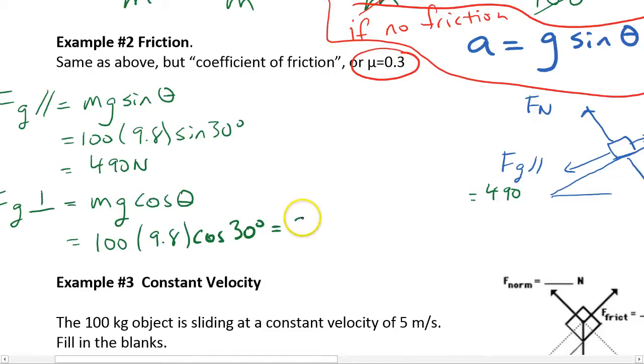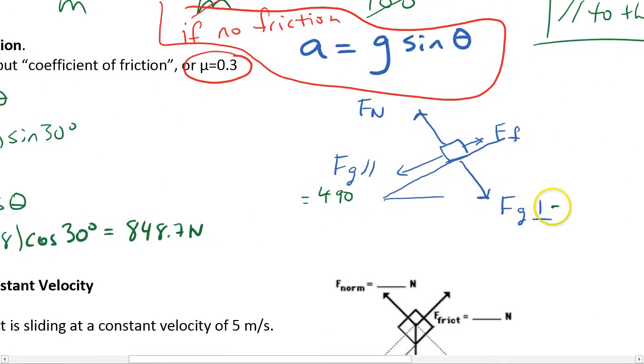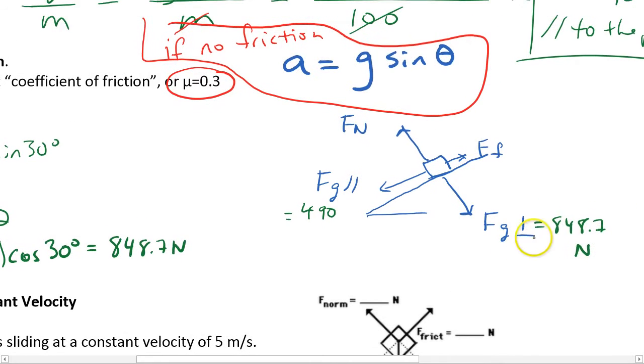848.7. Write it in here, 848.7 newtons. Now, looking at the rest of my diagram, Fg perpendicular is 848.7, so that means that the normal force is also equal to 848.7, so that my force of friction here is going to be equal to mu times the normal force.